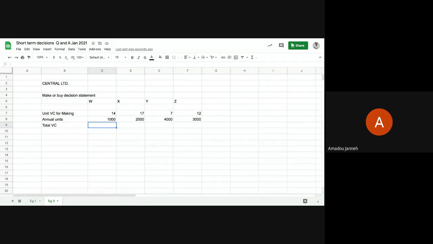Equals, bracket open. Bracket open, okay. C7. I can either type it or click on it. C7, times. Okay, what is times? Times is the X on the keyboard? No, it's the asterisk. And where is the asterisk?